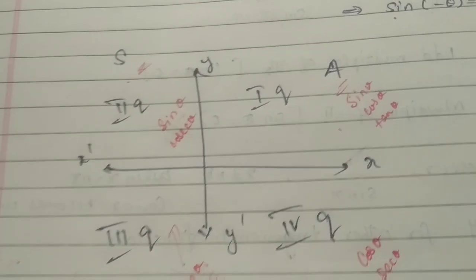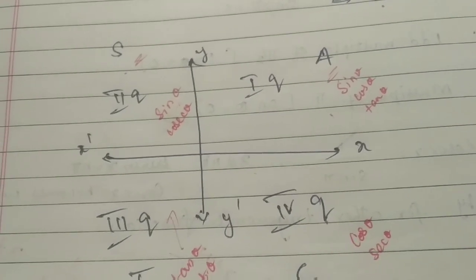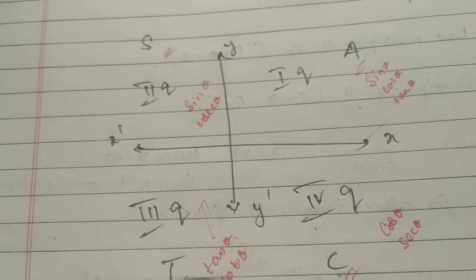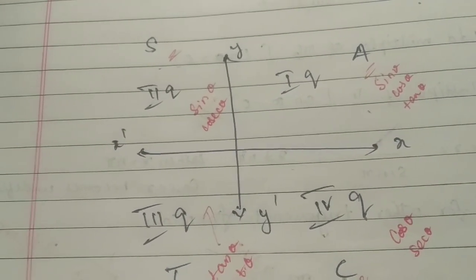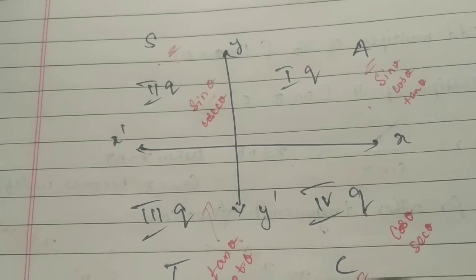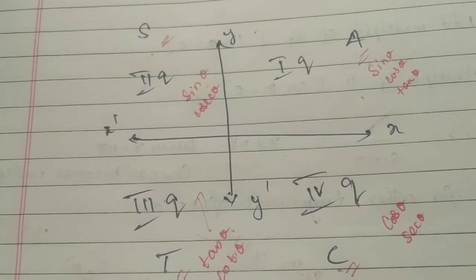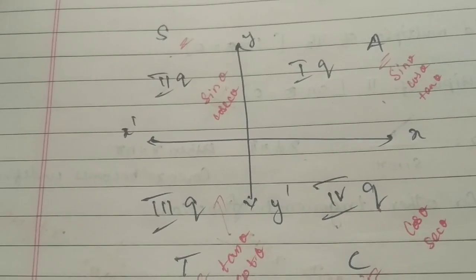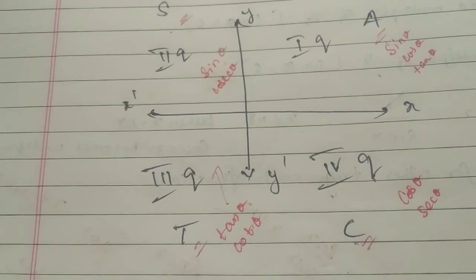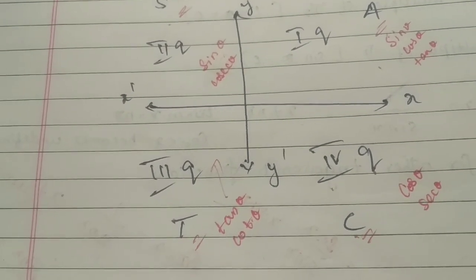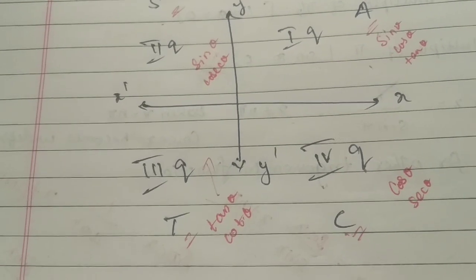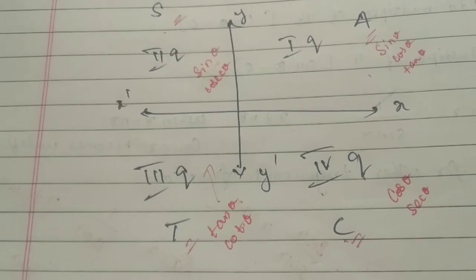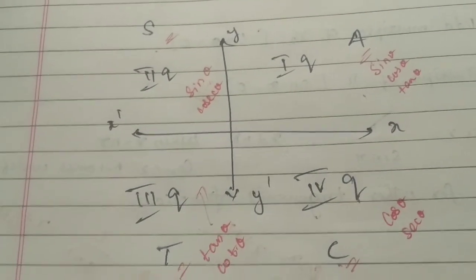Let us move on to exercise 3.2. Before moving on to that, let us recap the signs of the trigonometric functions. There are four quadrants: first quadrant, second quadrant, third quadrant, and fourth quadrant. In the first quadrant, all trigonometric ratios are positive. In the second quadrant, sine theta and cosecant theta are positive. In the third quadrant, tan theta and cot theta are positive. And in the fourth quadrant, cos theta and secant theta are positive. You can remember this easily by using "all silver teacups".